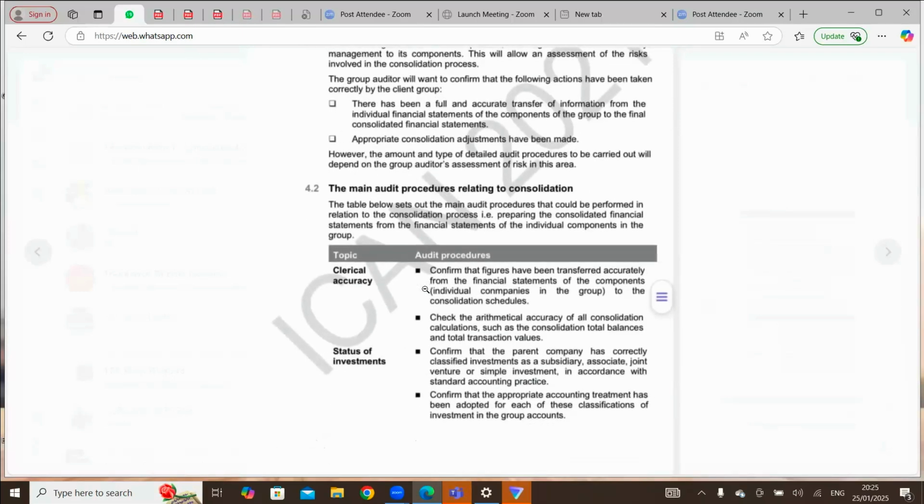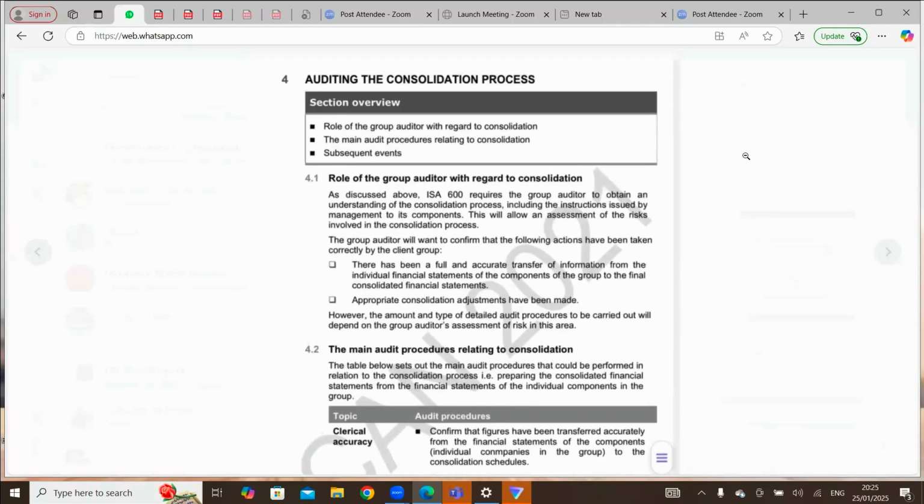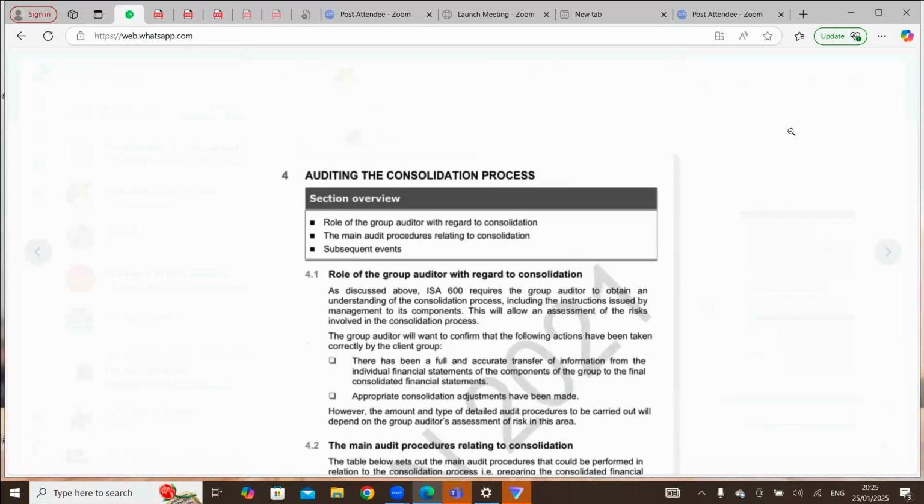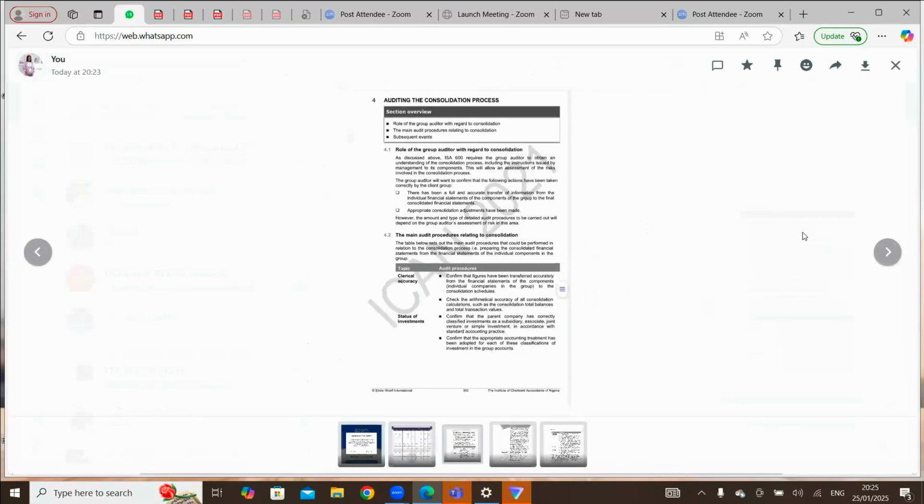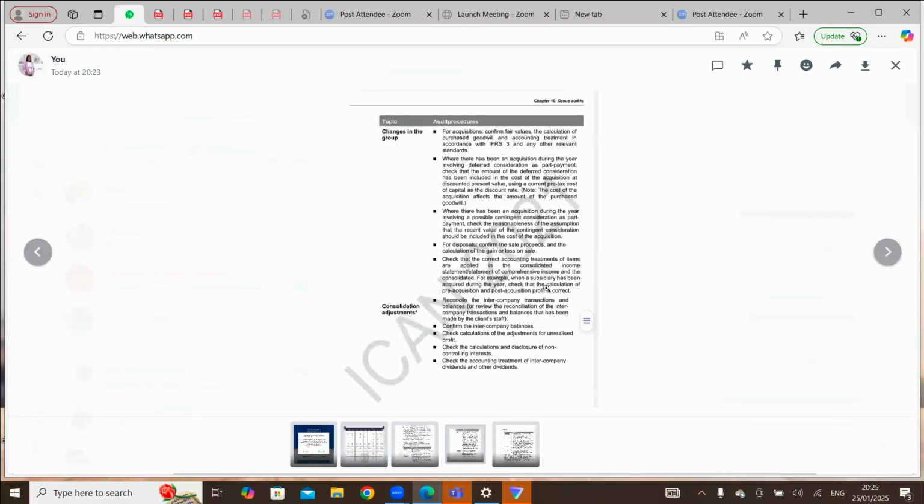The second one we have is status of investments. Now, he has to confirm the parent company has correctly classified an investment. That's where we got that kind of question where they're saying that as of January 2014, they already sold a subsidiary. It will be wrong for them to be consolidating a subsidiary that they already sold, okay? So that is the consolidation process. Number one, you check for arithmetical accuracy. Then you also check for status of investment.